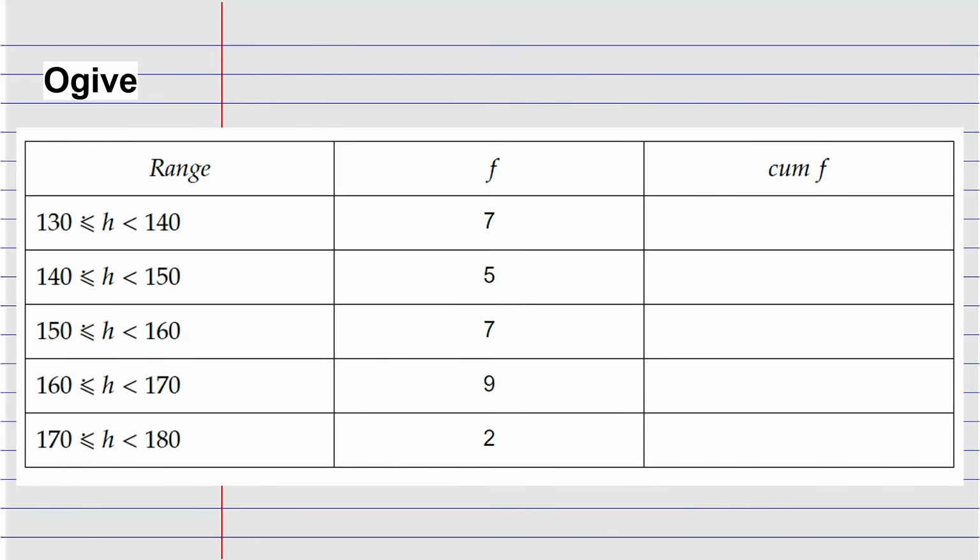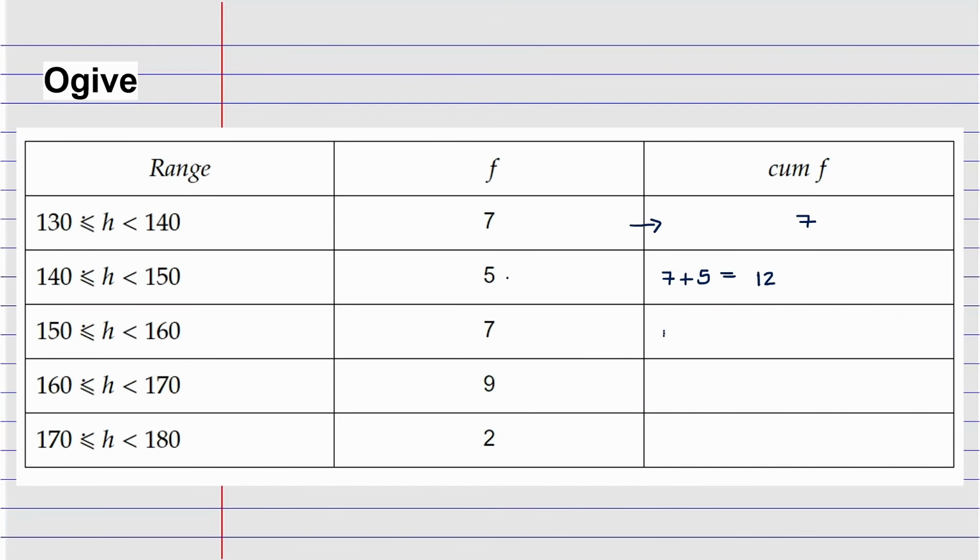So first thing first, we need to find the cumulative frequency, right? To find the cumulative frequency, the first term, you just write it exactly. So this arrow means you write it exactly, right? Then to get the next term, it's going to be this term, so 7, plus this term, so 5, which is equal to 12, right?